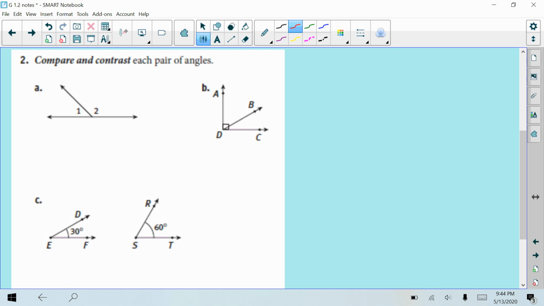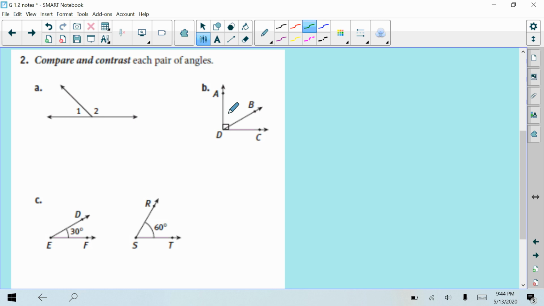Letter B. How is this angle and this angle alike? Or compare them. They both share vertex D. How are they different? Angle 1 has point A in it, and angle 2 does not. Together, they form 90 degrees would be a great thing to say about them also.